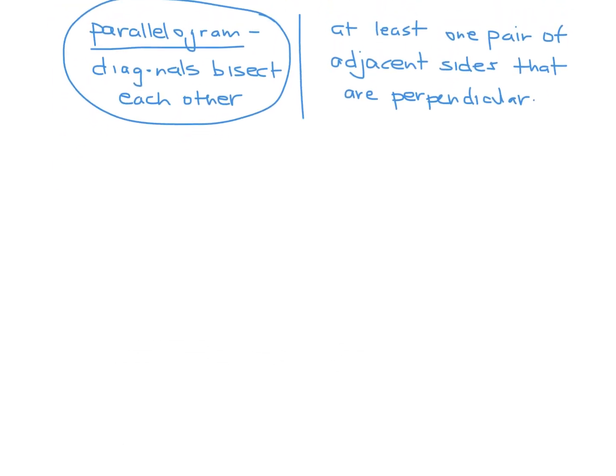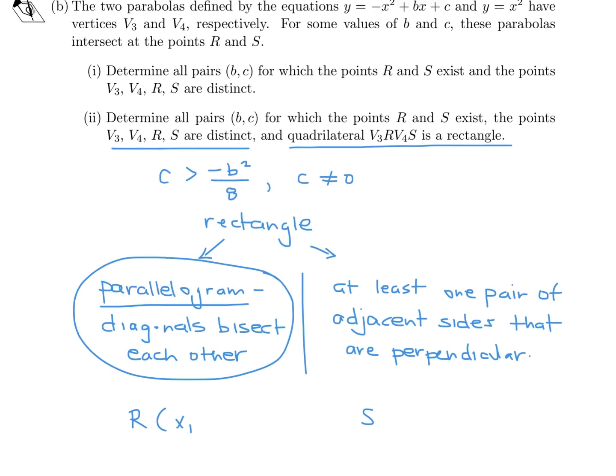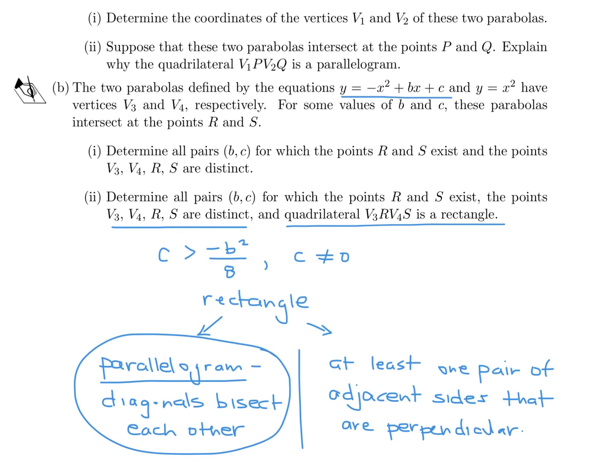Okay, so the parabolas intersect. We have R and S, right? And we've got to give them some coordinates. So I'll call this x1. And the equations are the same, right? Yeah, these equations are the same.